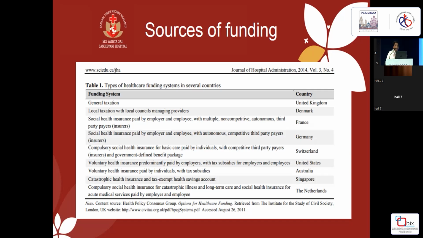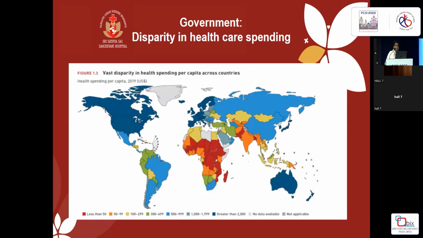And what they have got is catastrophic health insurance, and there is tax exemption on health savings accounts. So they have got a compulsory health savings account. They have insurance for catastrophes, and the government provides incentives to do that. Similarly, Switzerland also has a compulsory social health insurance for everybody who is employed. So all the models have different proportions of governmental spending, insurance spending, voluntary spending, etc.